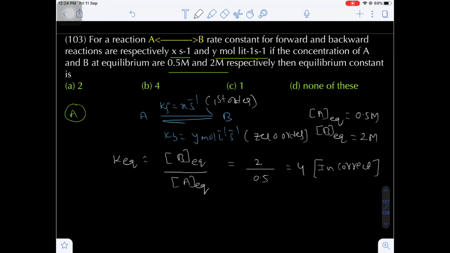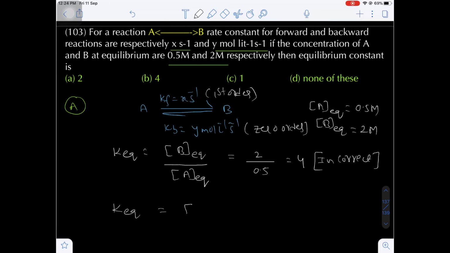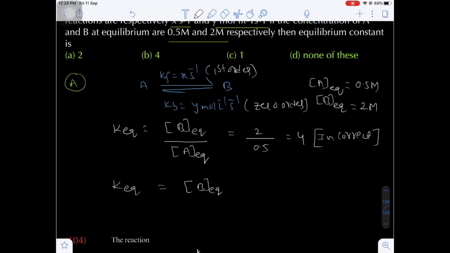Why is it incorrect? Because in both the directions, it is not following first order. Only in the forward direction it is first order, whereas in the backward reaction it is following zero order kinetics. That's why I am writing again K equilibrium is equal to concentration of B at equilibrium. Now in the backward direction this is a zero order kinetics. That's why I am taking the power 0 here. Are you getting my point? Divided by concentration of A at equilibrium.